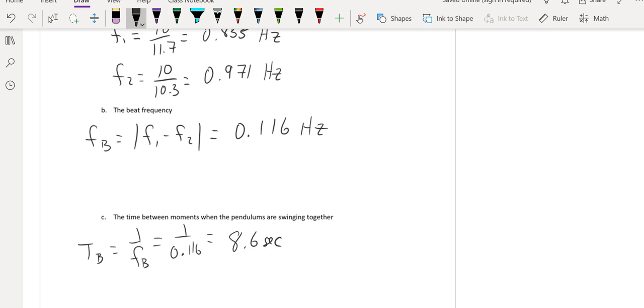So with these pendulums, in about 4.3 seconds, they would be going completely opposite from each other, and then another 4.3 seconds, they'd be back. A total of 8.6 seconds to get back from in phase to out of phase and back again. So I hope this helps you with all the problems.